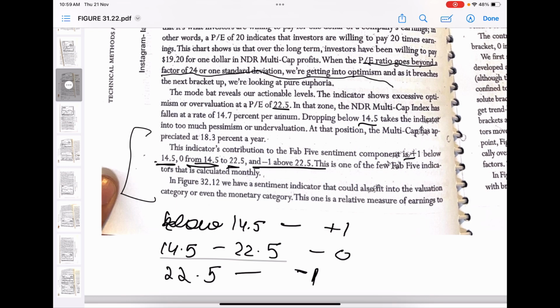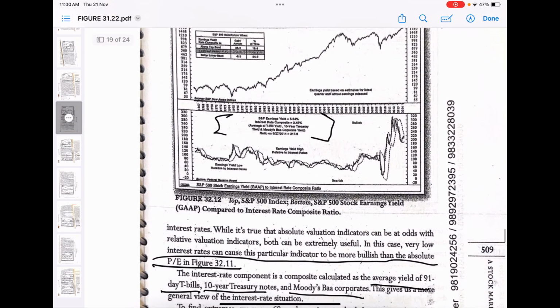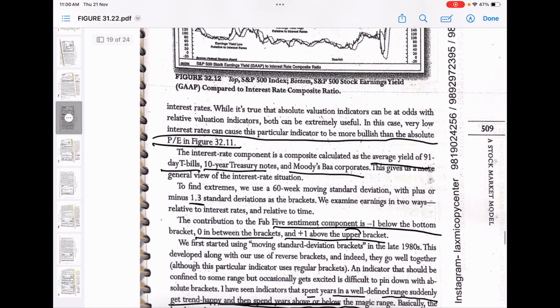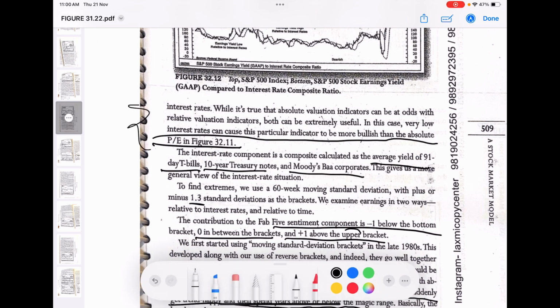And whenever it is 22.5, which means it is overvalued, you are going to give -1. So you need to keep that in mind. And one more thing, you need to keep in mind that whenever the interest rates are low, you can assume that the particular indicator is more bullish.